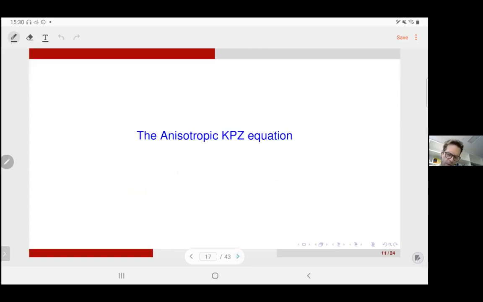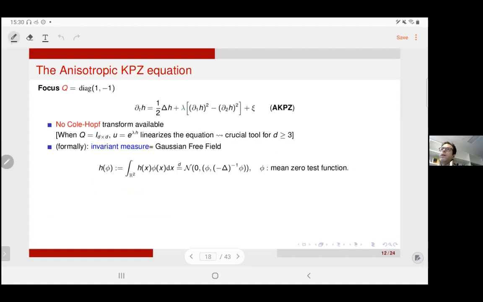Okay, so let me write down precisely the equation we are looking at. So we are looking at this equation. If there are any questions, let me know. Restricting to the anisotropic equation and to the particular case where the matrix Q is the diagonal matrix with entries 1 and minus 1. In this case, the equation looks formally like this. The nonlinearity is D, so D1 means the derivative with respect to the first coordinate in space, and so on. So the important thing is this minus here.